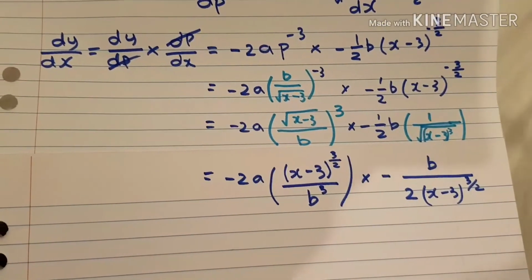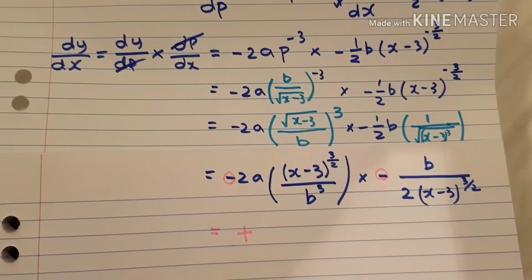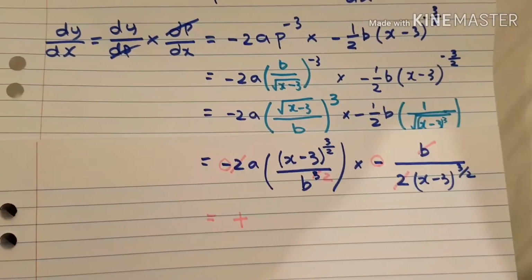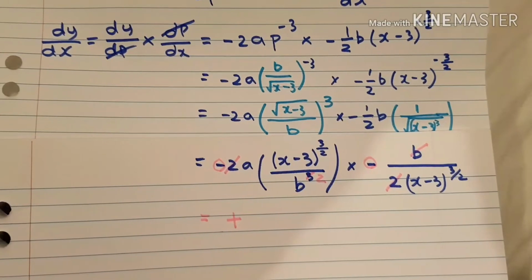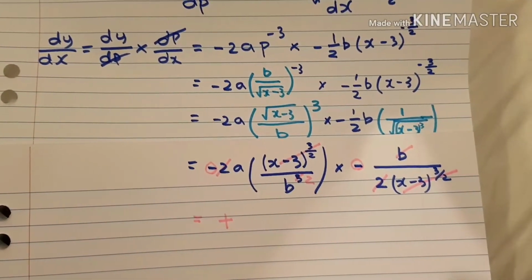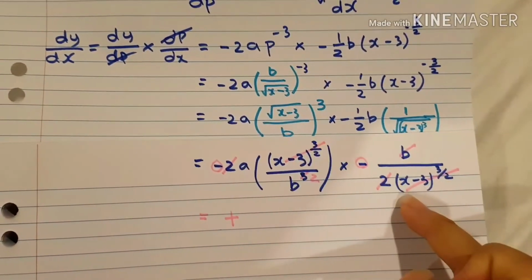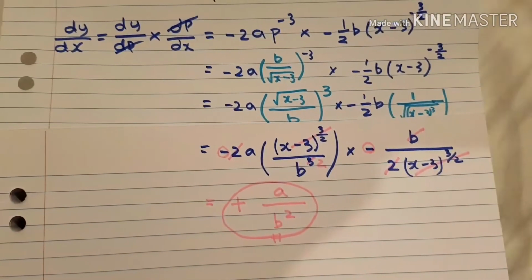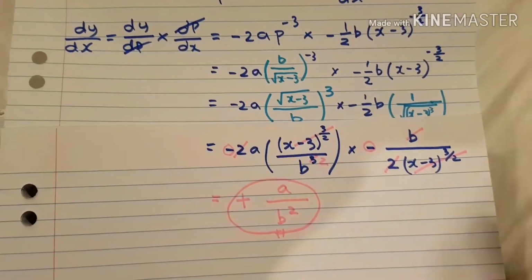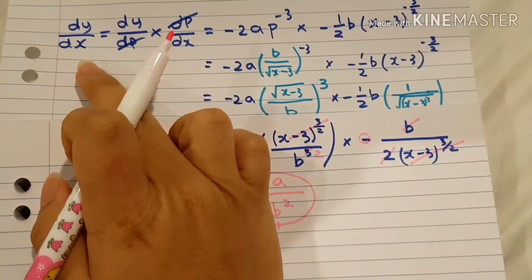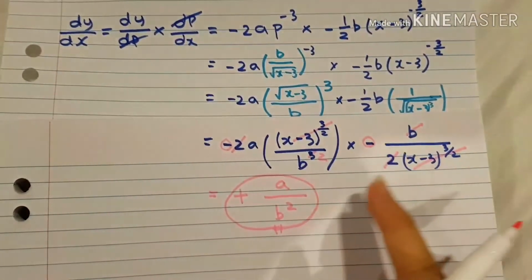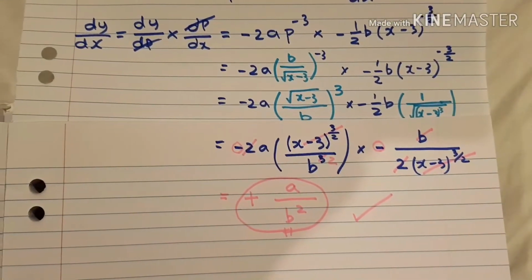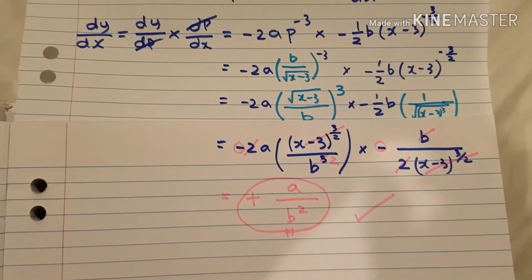Now what I need to do is cancel out. First, negative becomes positive. I can get rid of 2. I can get rid of 1 b top and bottom. Okay, and there you go. These two are the same, so I can just cancel out. So all I'm left with is a over b squared. So dy over dx, the final solution throughout all this, is a over b squared. Okay, so that was the answer to it.